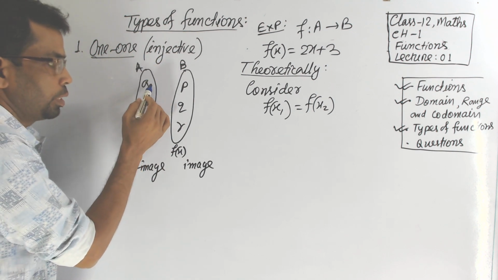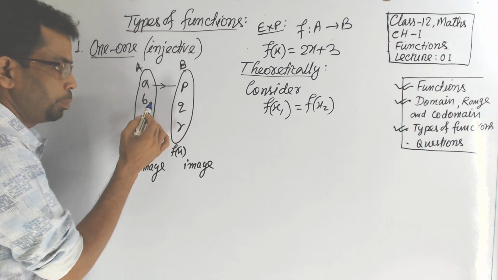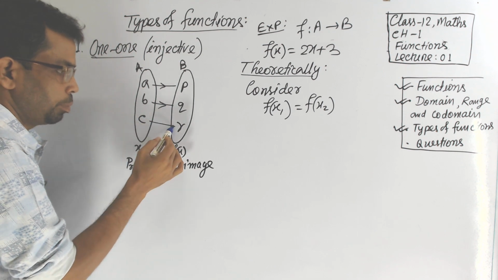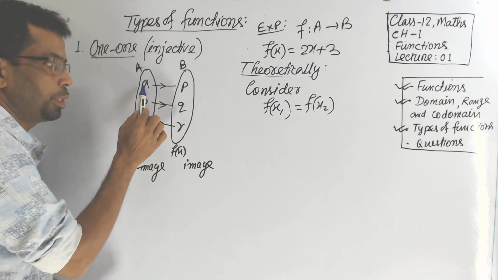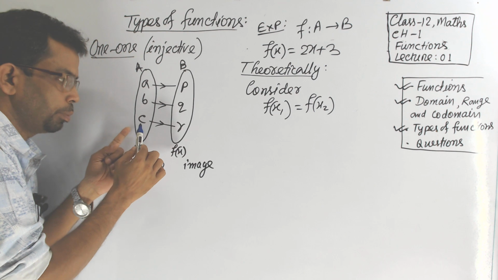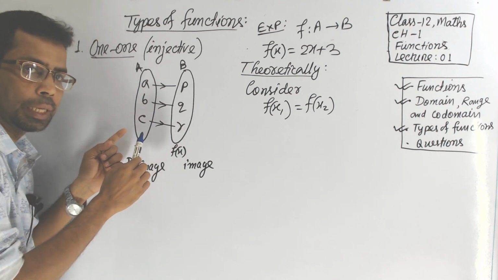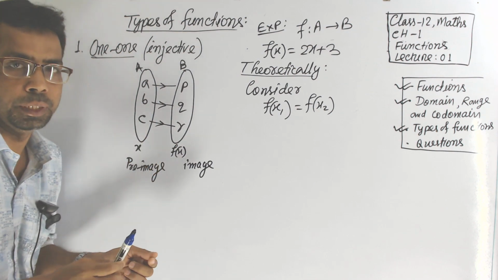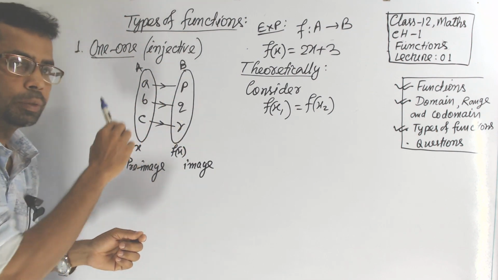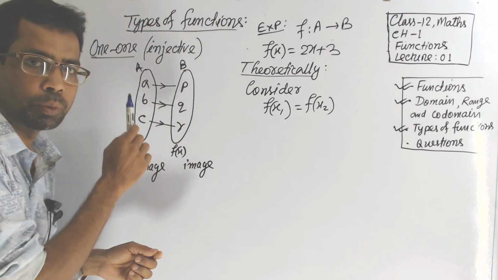A 1-1 function is like this: element A has image P, B has image Q, C has image R. That means different elements in set A have different images in set B. And this is the type of 1-1 function.